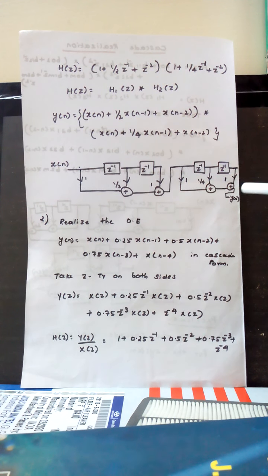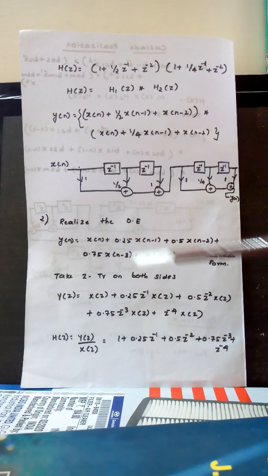So if we add all, we'll get x of n plus 1 by 4 into x of n minus 1 plus x of n minus 2. Now what we have to do: the output of the first system will be given as input to the next system, and here we are taking the output y of n. So this is the way we can do the cascade realization.